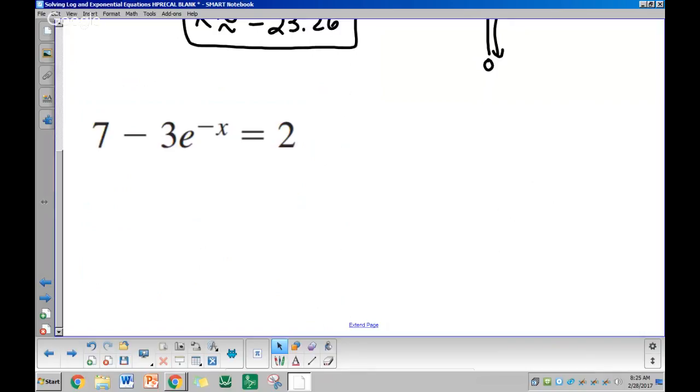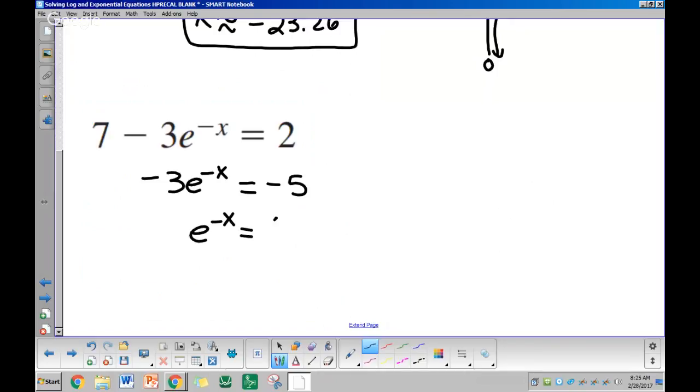All right. We've got to get the exponential by itself. Not all at once, we subtract 7 and we get negative 5, and then divide by negative 3, and we get e to the negative x equals 5 over 3. And then we naturally log it.